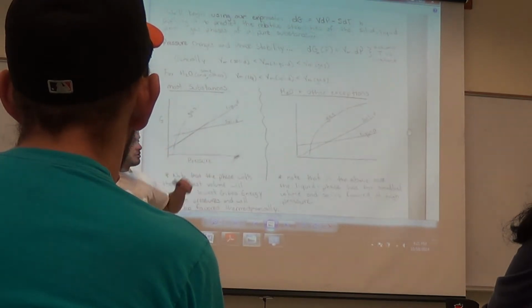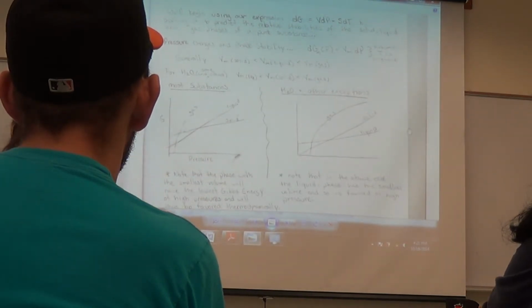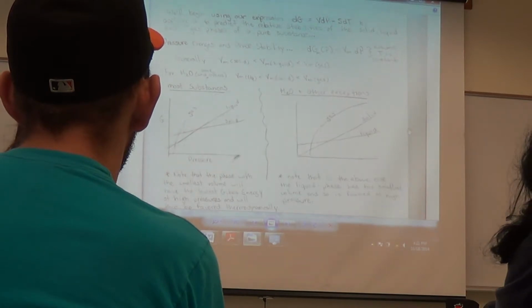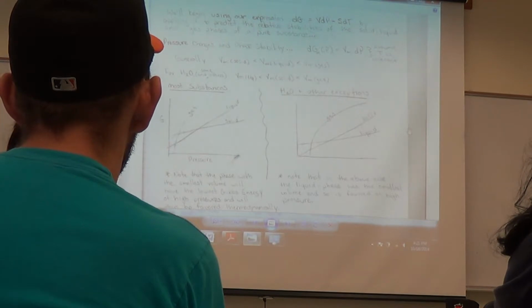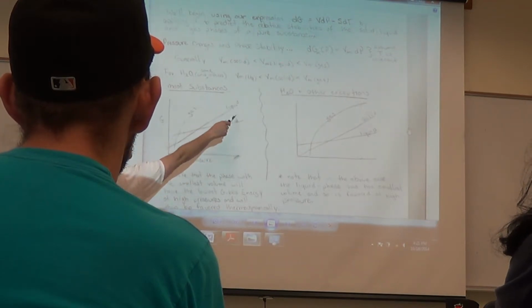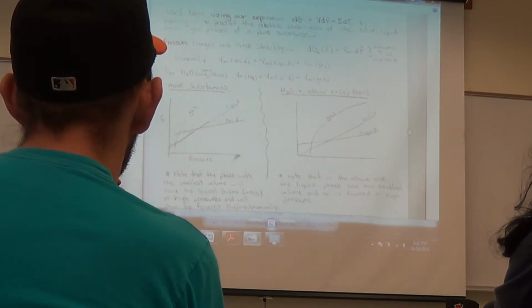So the smallest molar volume is the solid. You increase pressure, you lower the Gibbs free energy of the solid relative to the others, making it the most favorable state. Or you make it so that the Gibbs free energy of the solid is lower relatively than the liquid or the gas phases. Yeah?